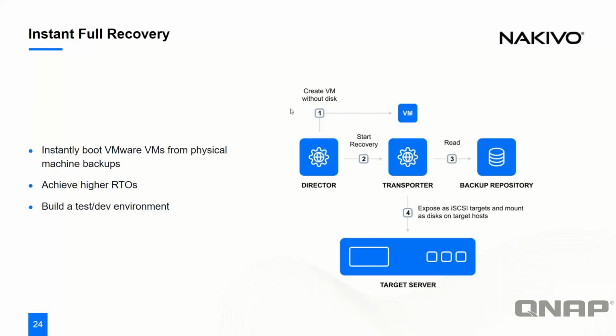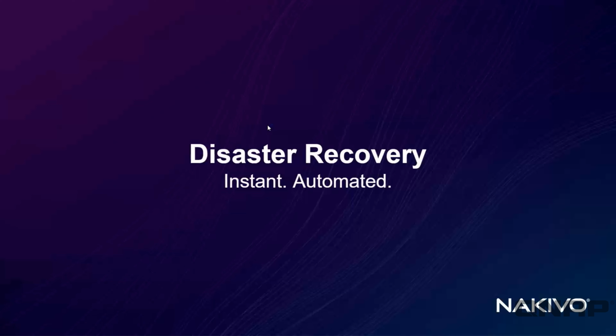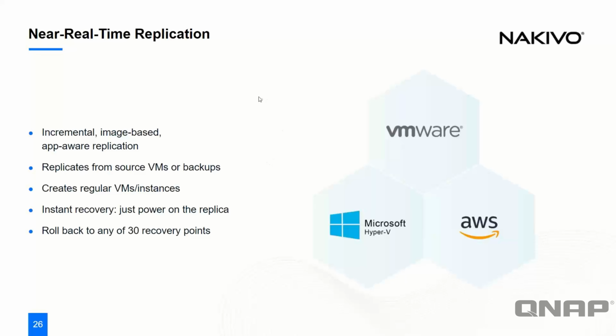And if you have physical machine backups, you can convert them into a VMware VM by using Nakivo Backup and Replication. If your physical server crashed, it will take time to recover it. You can boot it as a VMware VM using native VM recovery or the Flash VM Boot feature to boot the machine instantly. So let's speak about disaster recovery, instant and automated.